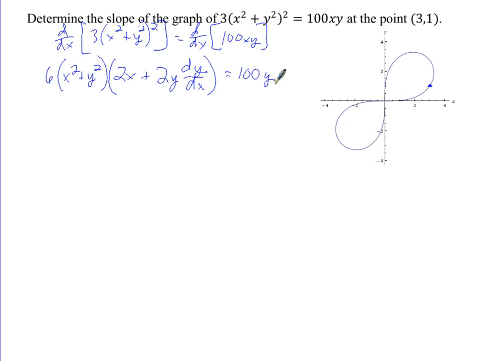100y plus. Okay, so this is now g prime. G prime with respect to x will become 1 dy over dx, so dy over dx times the original f, which is 100x. So times 100x.